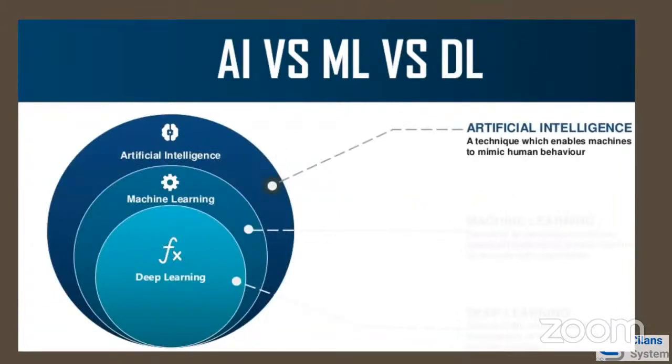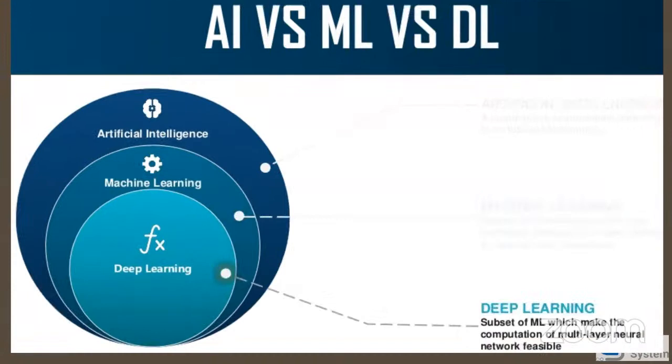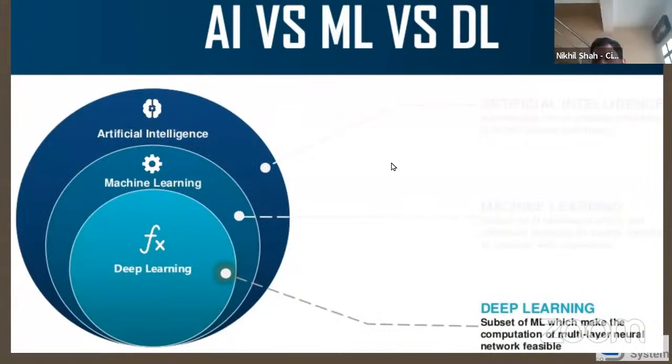In a visual form, AI is the superset, which is nothing but the science, the techniques or framework through which we can teach machines to mimic human behavior. And how do we do it? That is how we do it with machine learning. It's a subset of AI techniques that use statistical methods to enable a machine to improve from its own experience or its own predictions. And deep learning is an even further subset of machine learning, which basically uses different neural networks for problem solving.